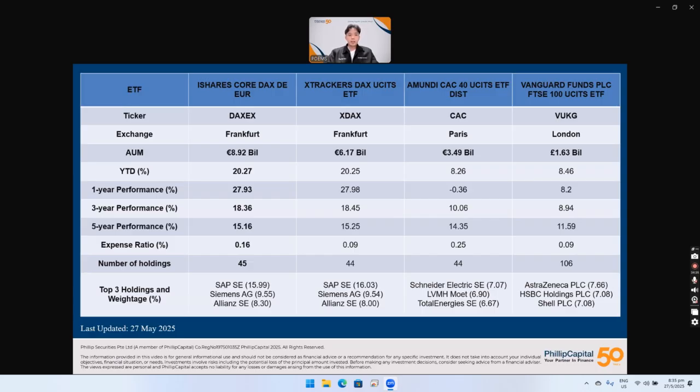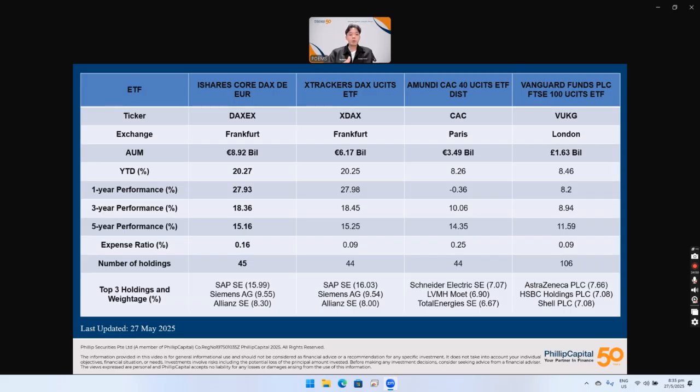So Xtrackers, iShares, big companies, they come up with ETFs, and there is an expense ratio right there for you. These are mostly annual management fees, which will be charged if you're holding the ETFs. And the only difference is that these are two different companies managing the different ETFs.